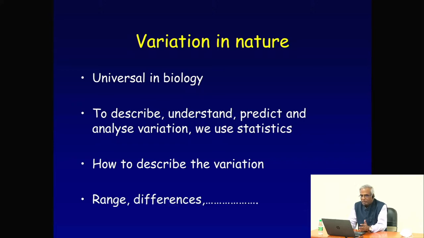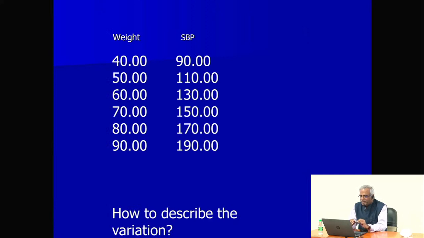One way is that you say the variation ranges from A to B, that is a range. Or you can also describe differences among the various measurements. But let us take an example, like weight. You have taken weight of 6 individuals, and you have taken systolic blood pressure of 6 individuals, and this is what you got. So one way to describe is that weight varies from 40 kgs to 90 kgs. That is one way. The second way could be that you take out the mean of this and see how much differences are there from the mean.